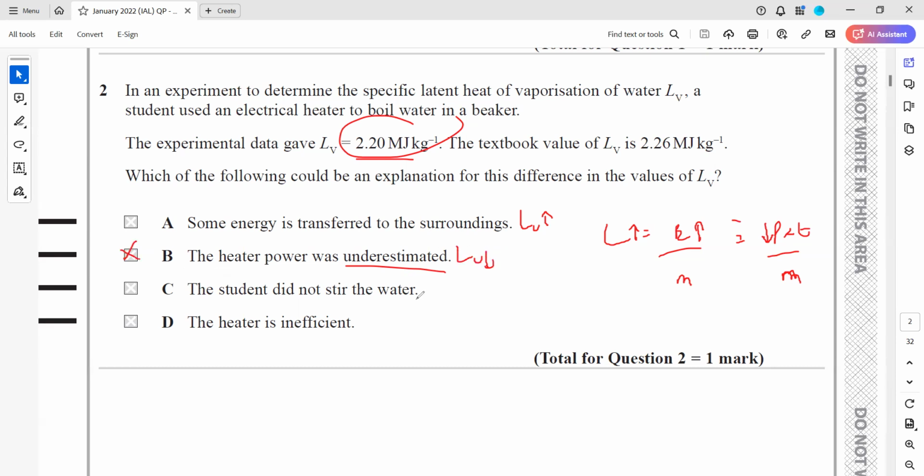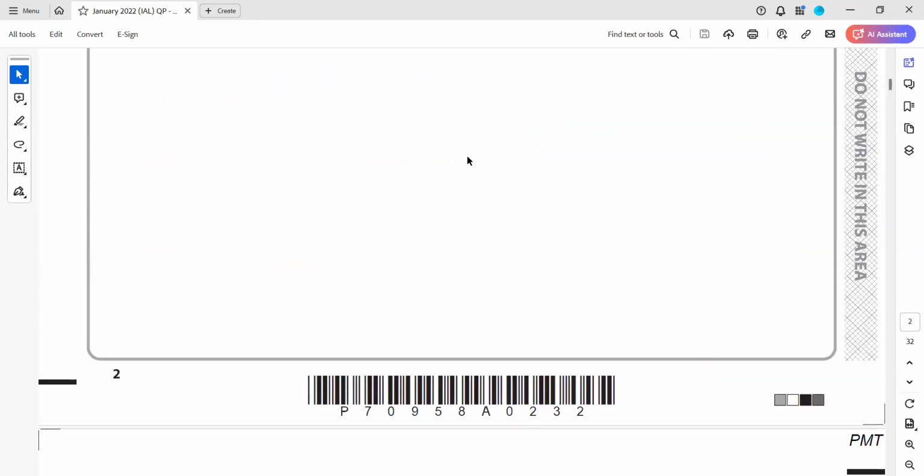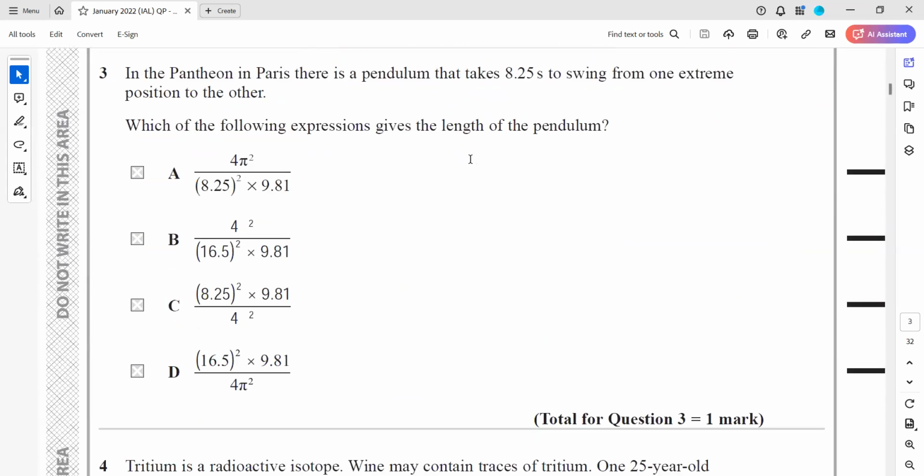The student did not stir the water. That does not make a difference. Heater is inefficient: if it was inefficient at transferring, it will be used for a longer period of time, so the latent heat will be higher. So B is the right answer, because if the power is smaller, the latent heat value will be smaller.